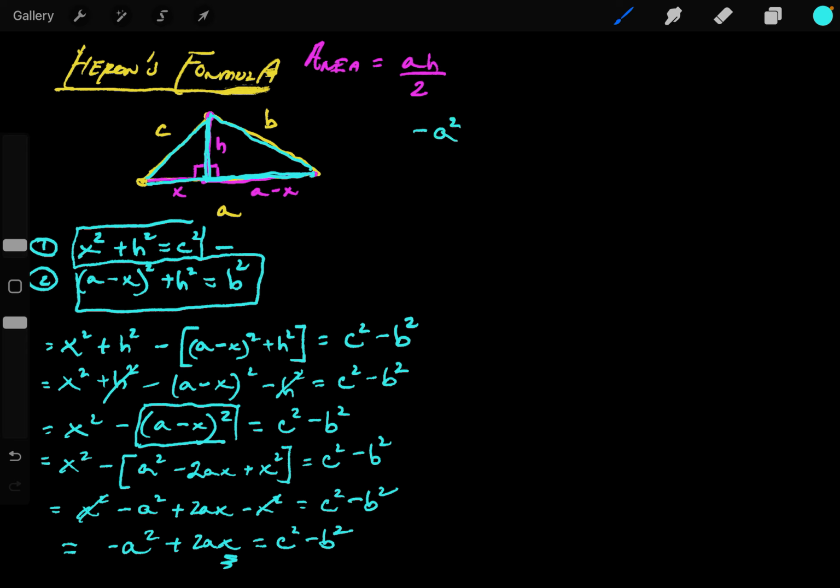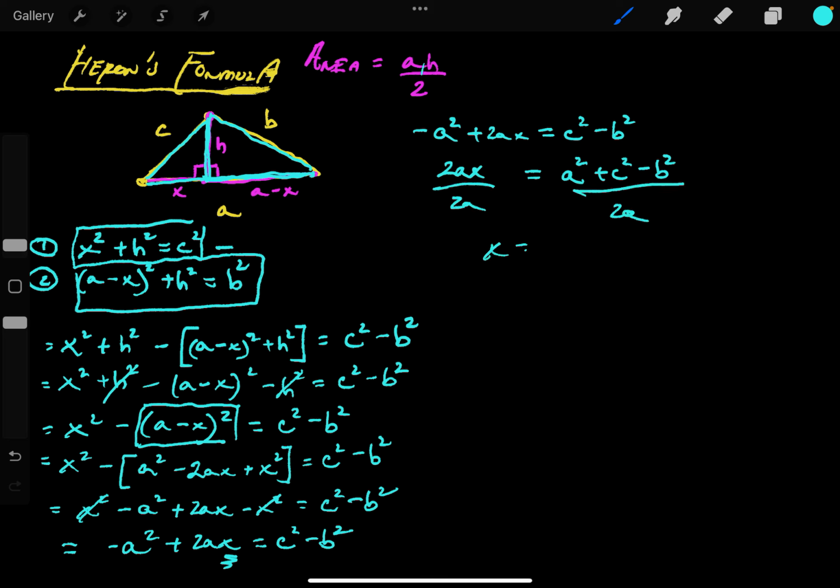Okay, this is what we do. We have plus 2ax is equal to c squared minus b squared. I add the a squared over to the other side: a squared plus c squared minus b squared. And then I have 2ax. I divide by 2a.